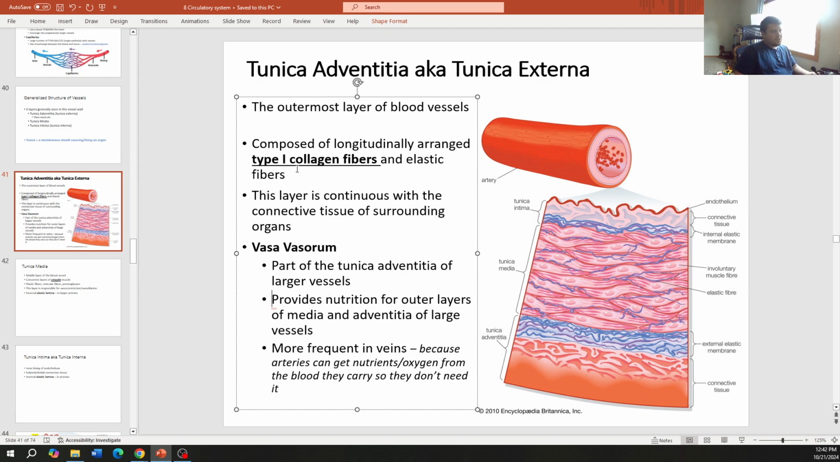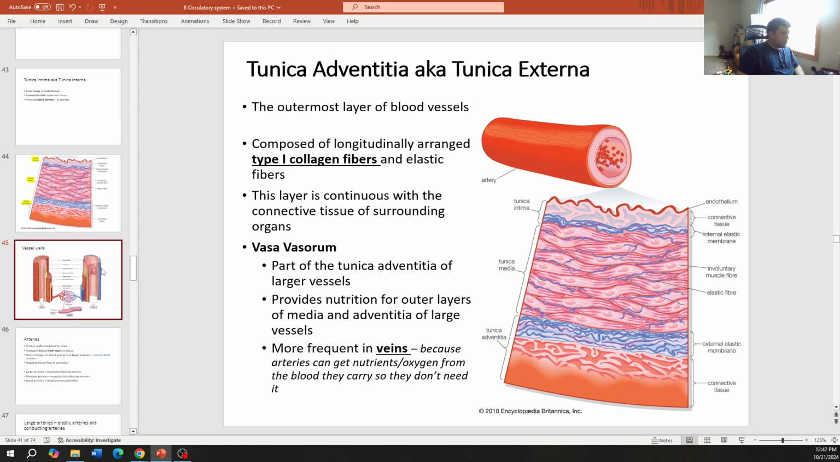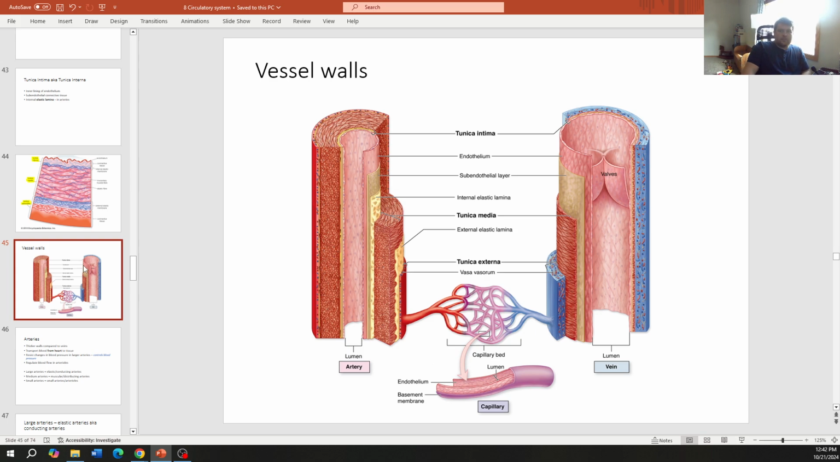This is what provides nutrients for the outer layers of the media and the adventitia of some of the large vessels. And it's more frequently found in veins because if we think about it, within the veins, they don't have the oxygen-rich, nutrient-rich blood because they are getting the deoxygenated blood on their side after it's already gone through all of the tissue. So they need a little extra help to make sure they get all the nutrients that they need.